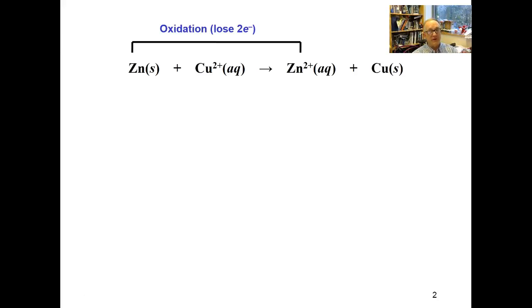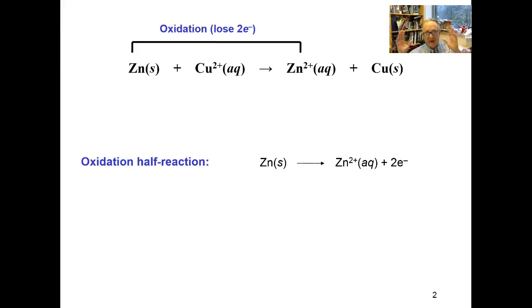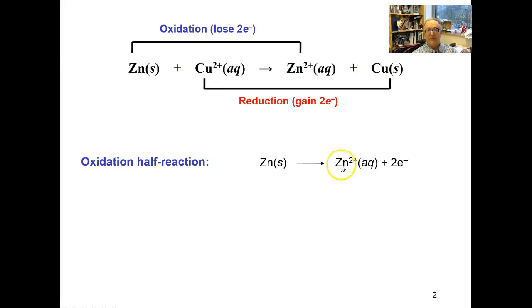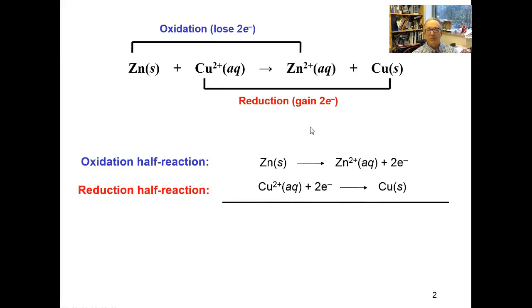That means there has to be a reduction taking place. And that means the copper 2 plus has to be being reduced. And so we can write this as 2 half reactions. In the first one, the zinc solid is going to zinc 2 plus plus 2 electrons, showing how the electrons are being lost. The copper is being reduced, we said, is gaining 2 electrons. So if we write that as a half reaction, just showing what's being reduced, copper 2 plus aqueous plus 2 electrons makes copper solid. So those are 2 half reactions.